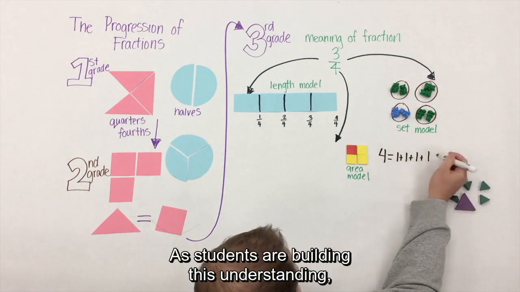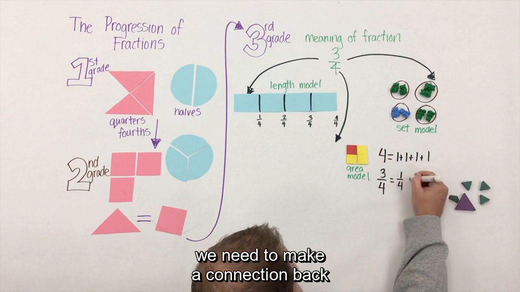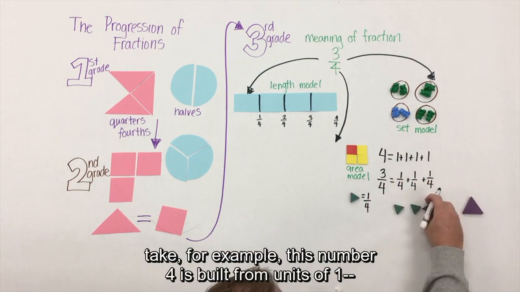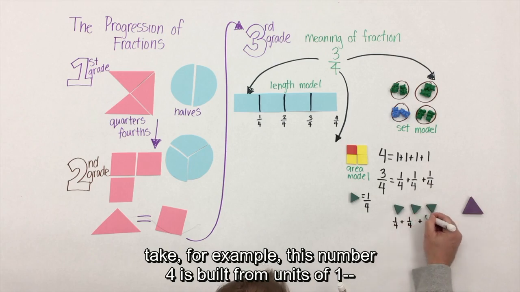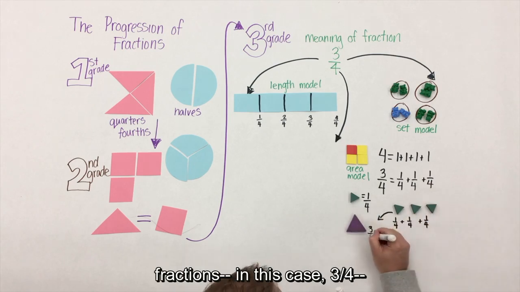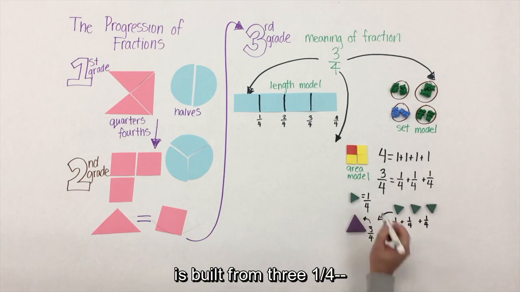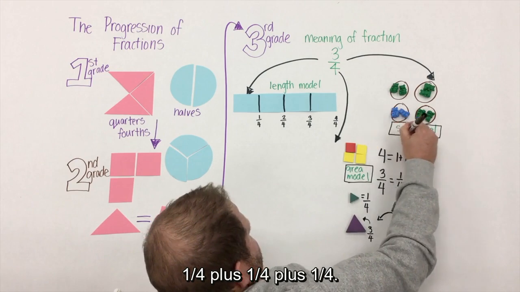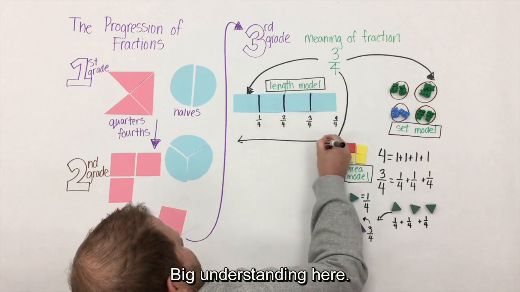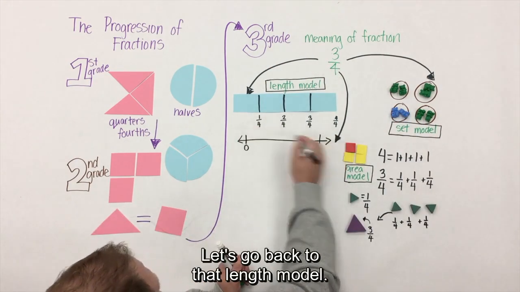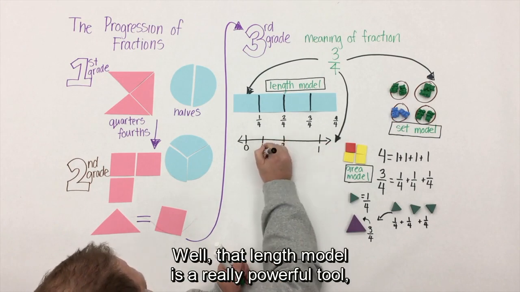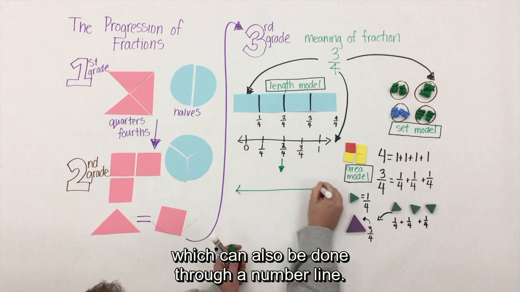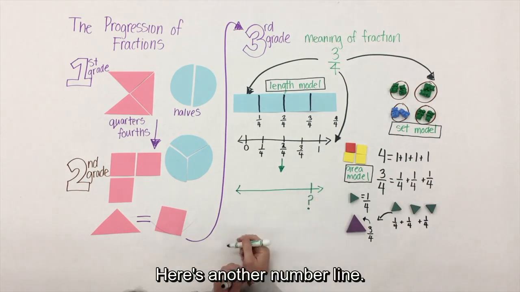As students are building this understanding, we need to make a connection back to their understanding of whole numbers. So just as whole numbers, take for example this number 4, is built from units of 1, fractions, in this case 3/4, is built from 3 one-fourths, a fourth plus a fourth plus a fourth. Big understanding here. Let's go back to that length model. Well, that length model is a really powerful tool because it helps build students' understanding, which can also be done through a number line.